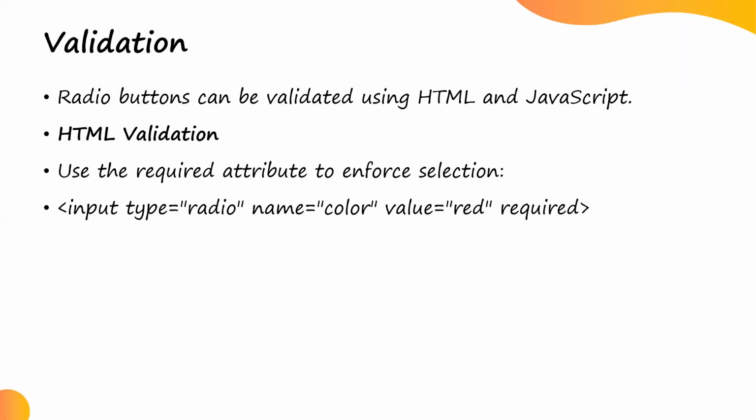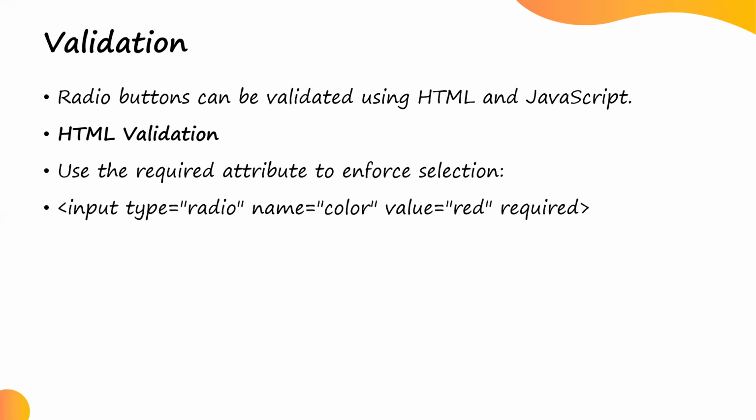For validation, radio buttons can be validated using HTML and JavaScript. For HTML validation, you would have to use the required attribute to enforce selection. If you want to make sure that users actually select a radio button, you have to use the attribute required. That is HTML validation. So you can validate the radio button using HTML validation or JavaScript validation. If you want to use HTML validation, that means you have to use the required keyword.